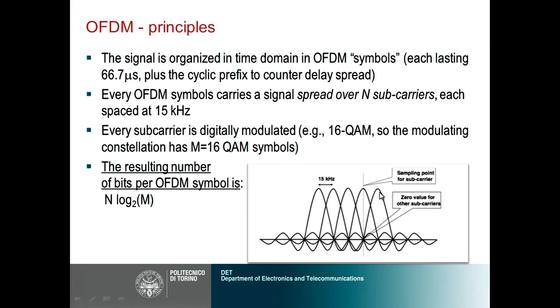And in general, if you look at the math, considering that in every OFDM symbol you have n subcarriers, and a subcarrier carries a modulation, for example, 16 QAM modulation, but imagine the modulation just in terms of having m symbols, then the resulting number of bits for an OFDM symbol is n subcarriers times log2 m, the number of bits, sorry, carried by a single subcarrier.